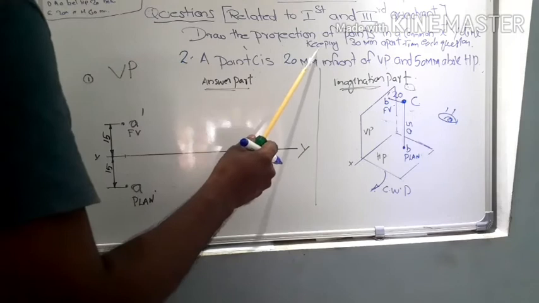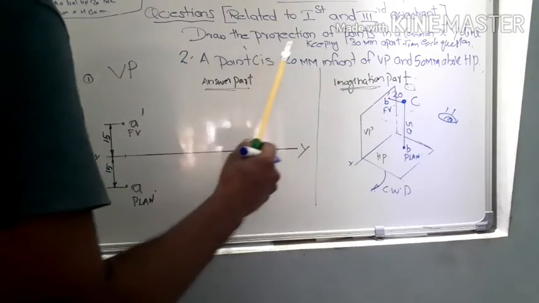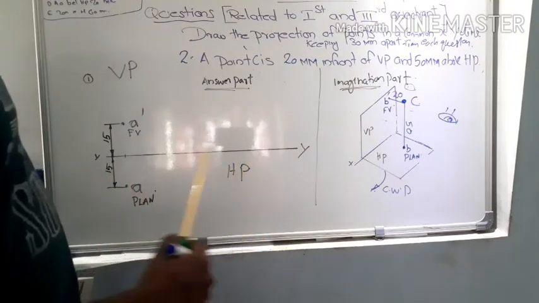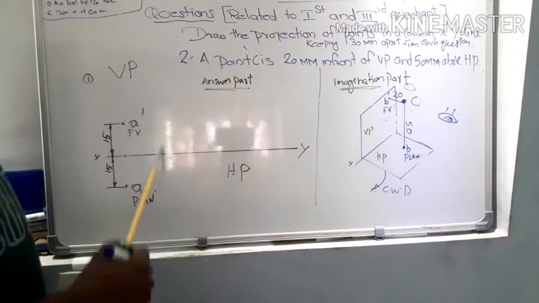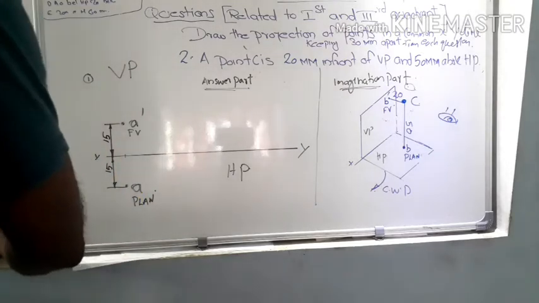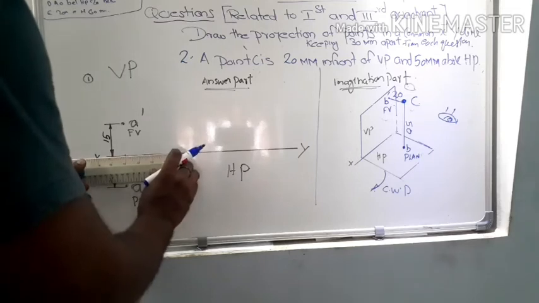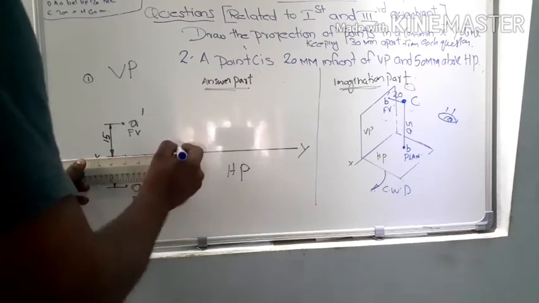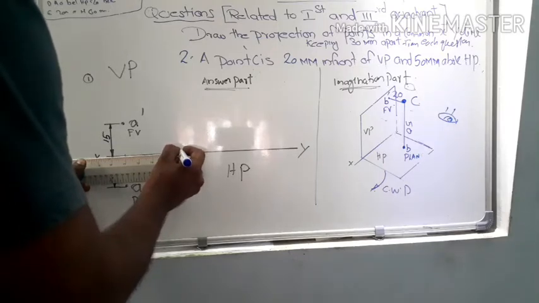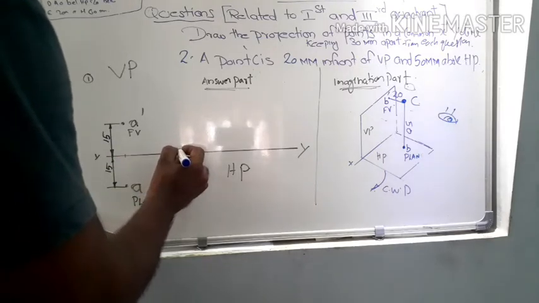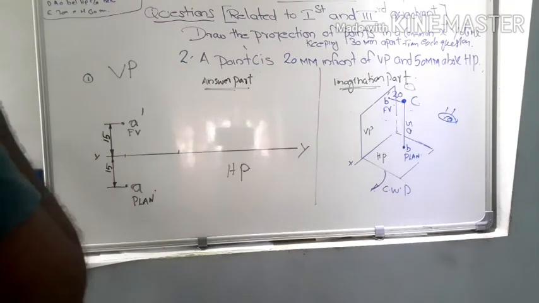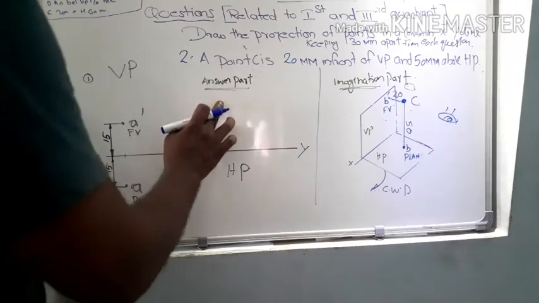Our main question: draw the projection of points on a common XY line. First we have to draw an XY line and attempt the first question here. From here we can mark a 30 mm distance. That means every question is 30 mm apart. Next question, starting from here.